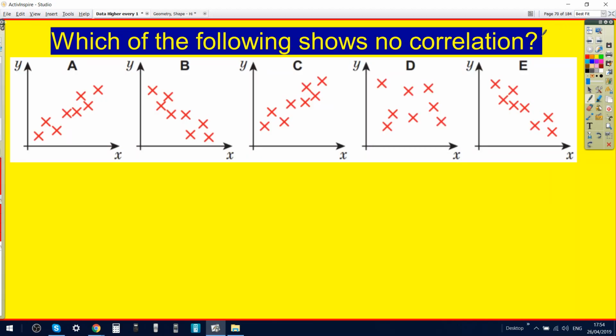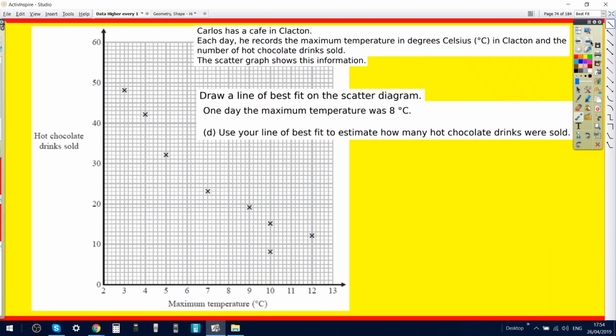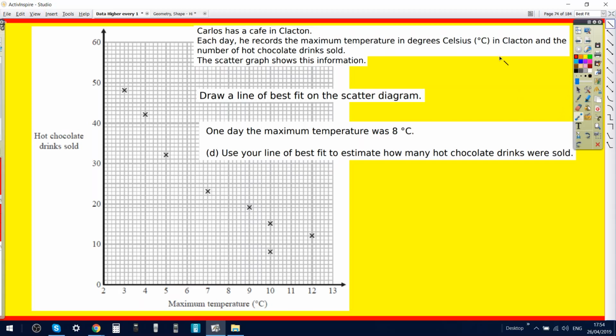How about this one? D. Yeah, sorry. It's kind of a weird one. Hang on. How about this? On 8 degrees, around 20. So draw a line of best fit.